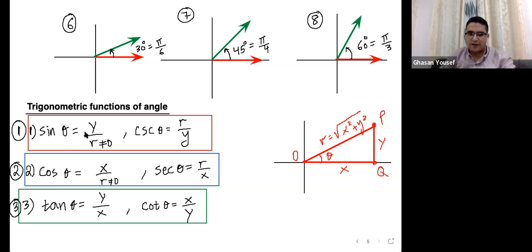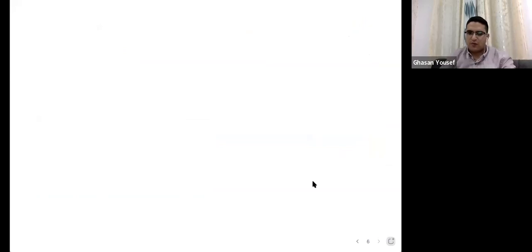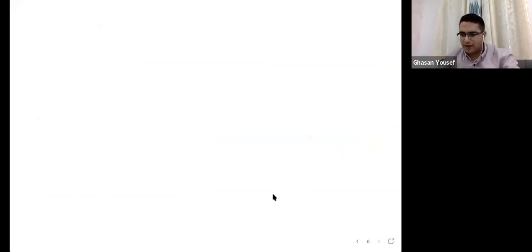That's why I did not give any sign, I mean positive or negative, for these functions. Any function can be positive or negative, but for all of them I gave positive. Why? Because the initial side is on the positive x-axis, and the terminal side is in the first quadrant, and in the first quadrant the y value and the x value are positive. So now I'm going to teach how we can evaluate any trigonometric function at any angle by using some steps. This is very important.